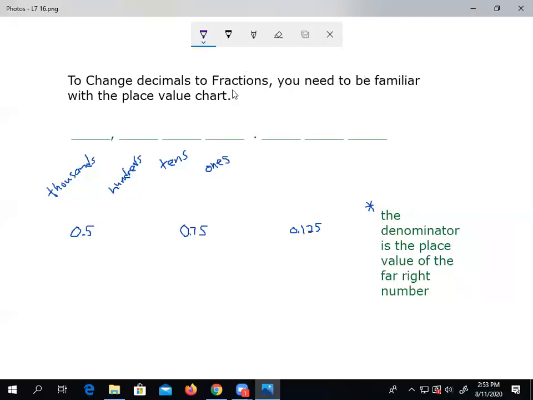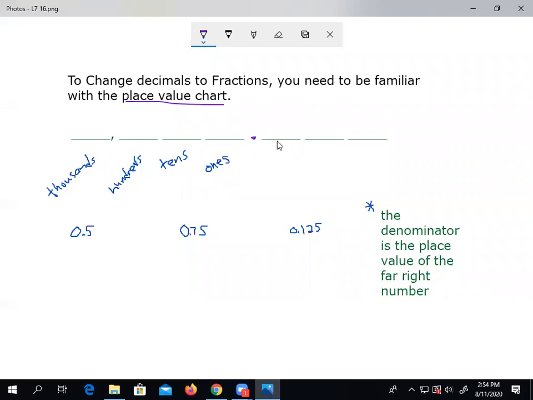So as we said, changing fractions to decimals is basically just division. But to change decimals to fractions, what you need to be familiar with is what's called the place value chart. In the place value chart, we should know that the ones is just to the left of the decimal point. So here's our decimal point. The ones is just to the left of the decimal point. Then we have our tens place, hundreds place, and then thousands place.